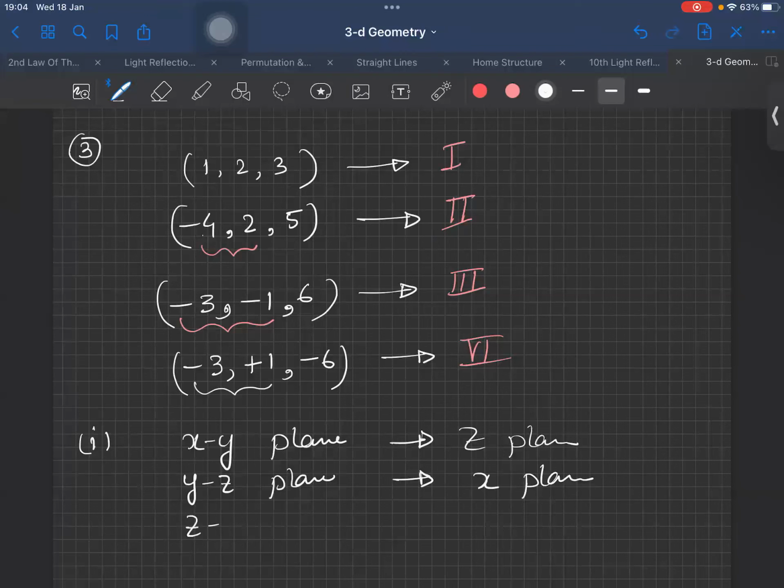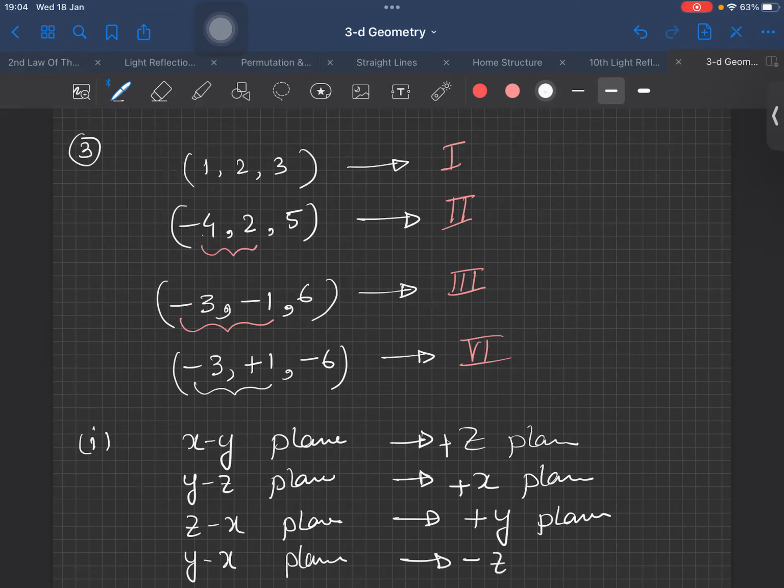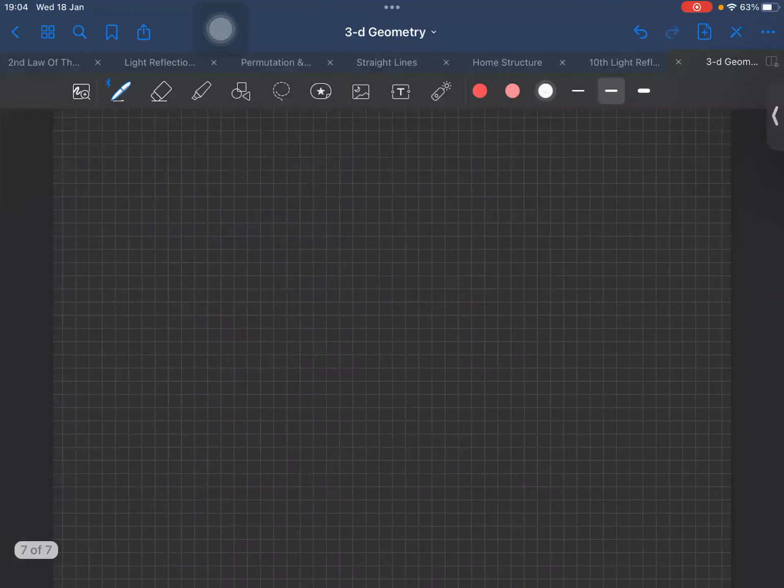And ZX plane is called which one? Positive Y plane. These are all positive. Now, if you are writing YX plane, first you are taking Y, then it will be negative Z plane, because it will be on the negative side. Similarly, all others. Understood? Got it? It is easy to understand, right? Okay, let's move to distance between 2 points.